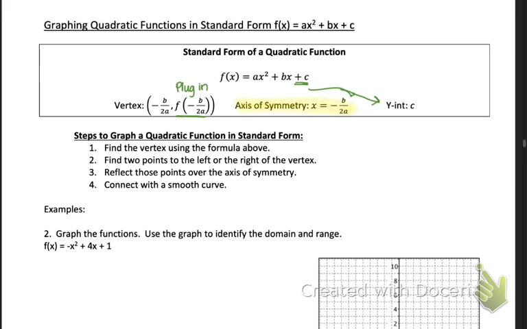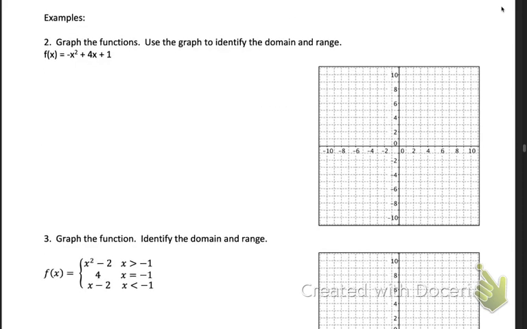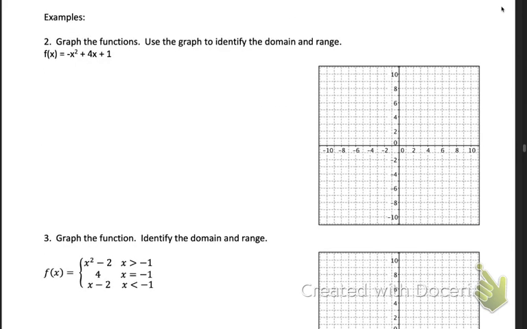Now the process for graphing this is going to be very much the same. We start by finding the vertex. Once I have that, then I'm going to pick 2 points to the right, figure those out, reflect it, and graph the whole thing. So let's look at example 2. F of x is equal to negative x squared plus 4x plus 1. We want domain and range from the graph.